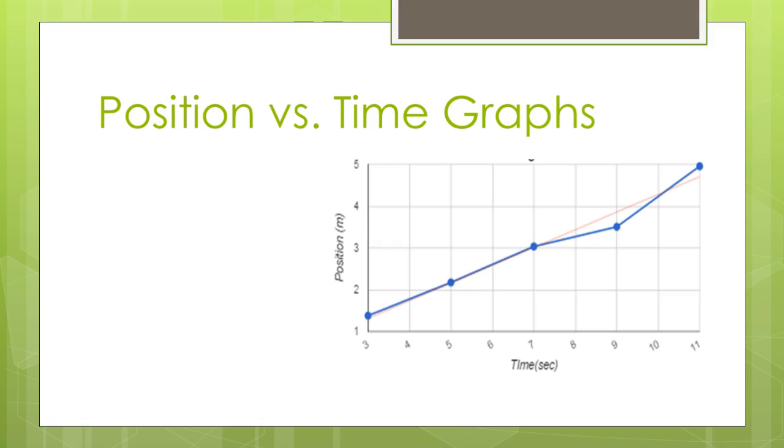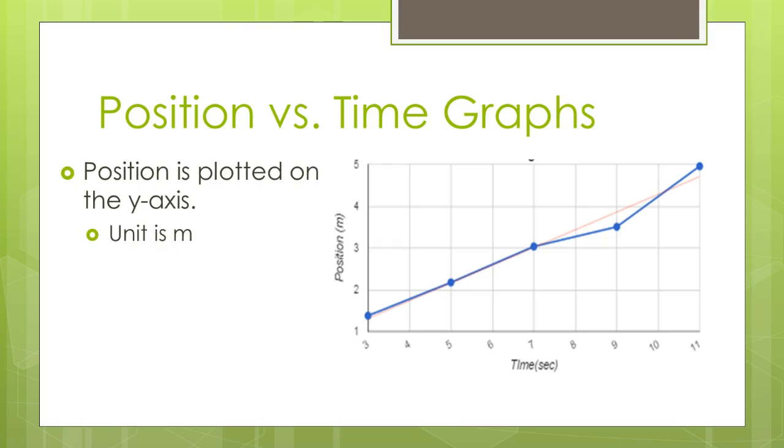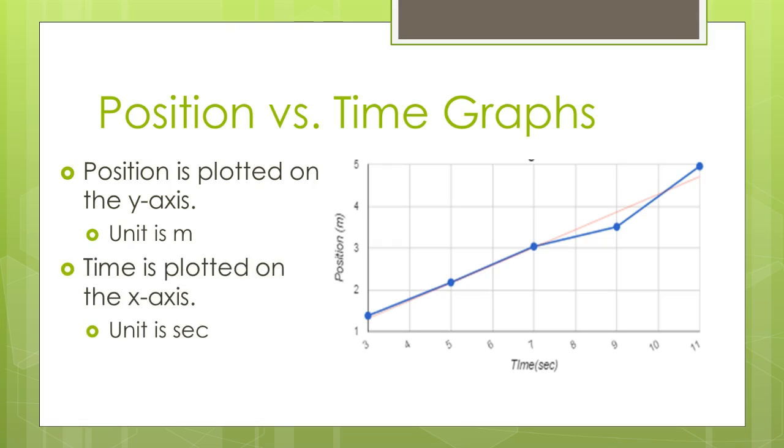We first saw the position versus time graph during our lab. When we did so, we had plotted the position in meters on the y-axis. This was our dependent variable. It was the variable that we measured. Time was plotted on the x-axis. It's the independent variable, and it's measured in seconds. Time is the variable, second is the unit.